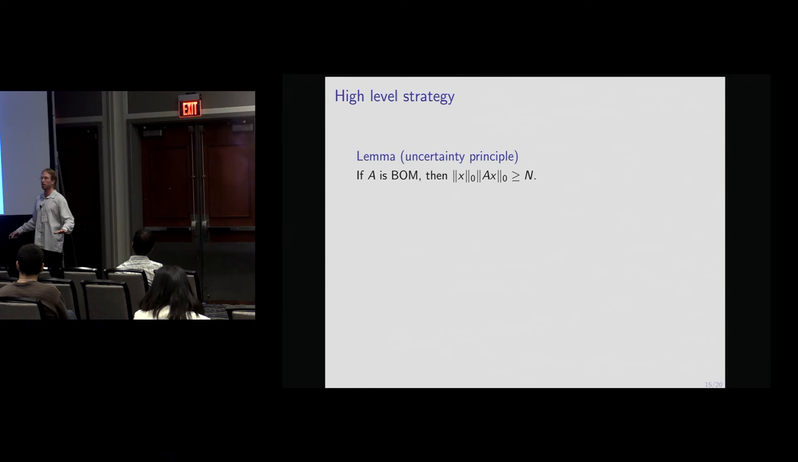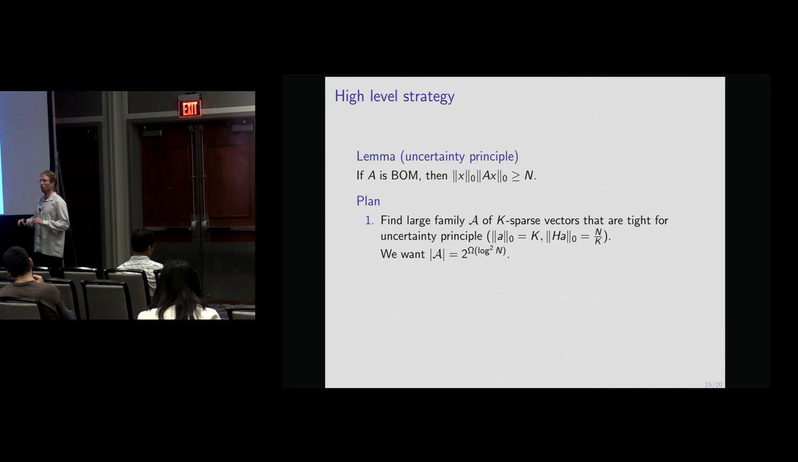So here is the high-level strategy for showing the lower bound. First, we want to find a large family script A that has only K-sparse vectors, but all those vectors are tight for the uncertainty principle. So given the uncertainty principle, the Fourier transform should be as sparse as possible. And I want this family to be really, really huge. I want this family to be of size 2 to the log squared N. This log squared capital N is going to be the same log squared N that ends up showing up in our final result.